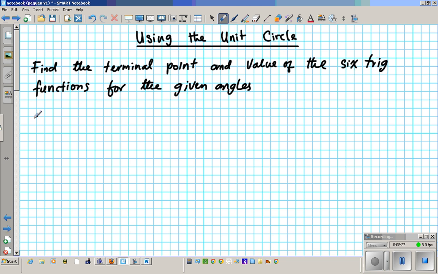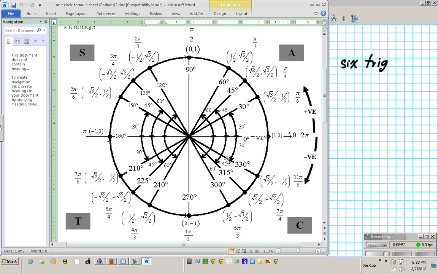Alright, number 1, we have 135 degrees. So we're going to first of all find where this point is on a unit circle, and then we're going to use that point to determine the 6 trig functions based on the formulas that we went over. So first I want to do is find 135 on a unit circle. So everybody bring out your unit circles. Identify 135 is right here in quadrant 2.